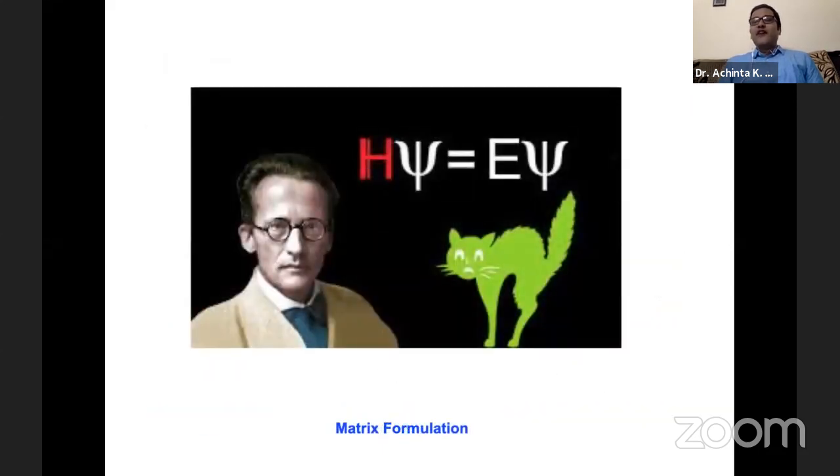Now, this is the very famous Schrödinger's cat, and we always discuss Schrödinger's equation. But remember, although we call it Schrödinger's equation, what we actually solve in the computer is closer to Heisenberg's formulation of matrix mechanics. So we call it the Schrödinger equation, but actually solve the Heisenberg formulation.